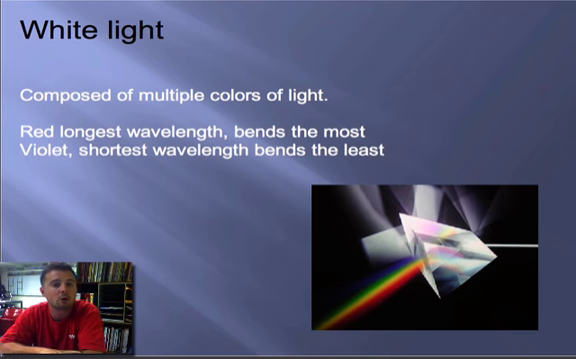White light is composed of multiple colors of light. Red has the longest wavelength and bends the most. Violet has the shortest wavelength and bends the least.